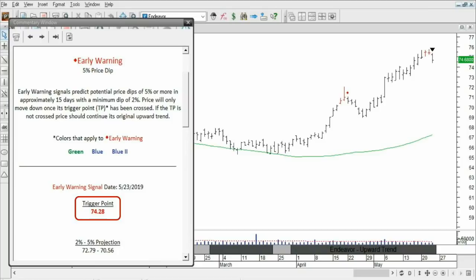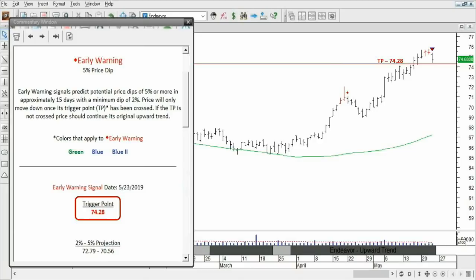Then we have our almighty trigger point, which in this case is 74.28. So I'll mark this on the chart with a red line. Perfect. Now, last but not least, we have our profit projection. This is going to tell us how far down our 2 to 5% dip will be. So in this case, 2% would bring price to 72.79. And a 5% dip would go down to 70.56. I'll mark these on the chart with two black lines. And now we're all set up.